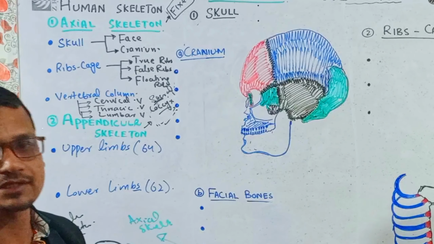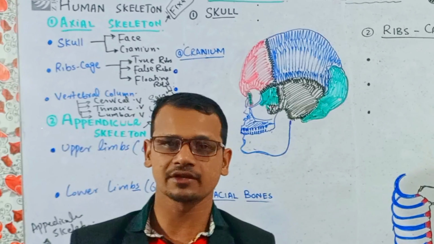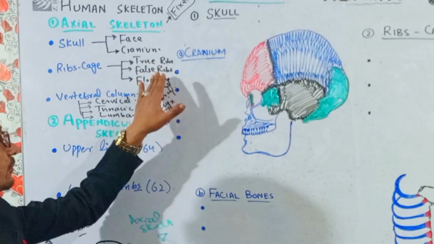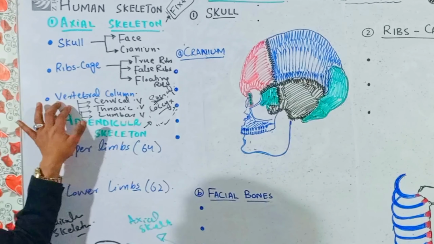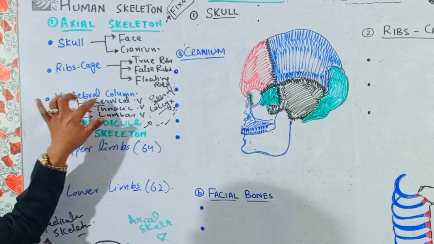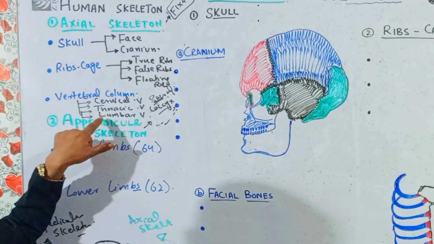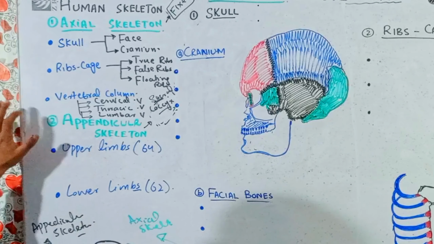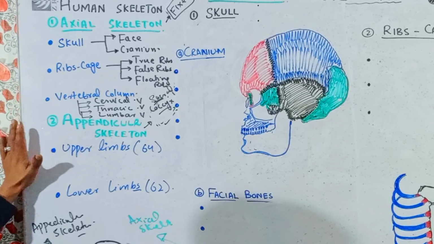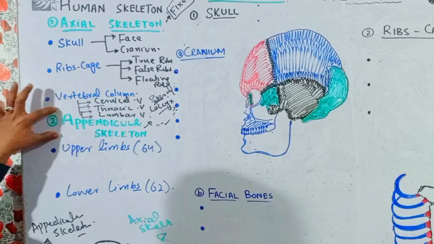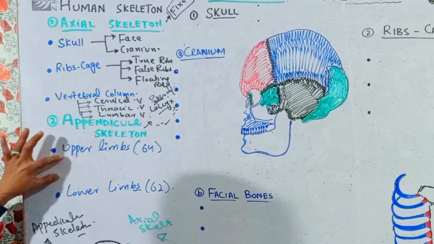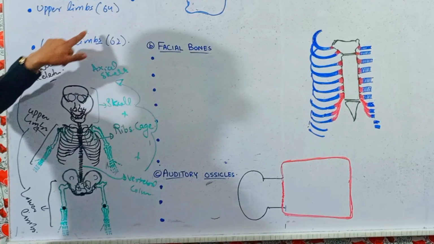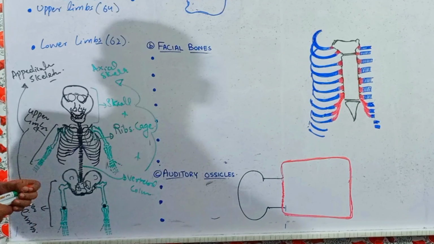After some time, we will discuss what the true ribs, false ribs, and floating ribs are, and why they are called true, false, and floating ribs. The vertebral column is further divided into five regions: the cervical, thoracic, lumbar, sacral and coccygeal vertebrae. In the next lecture, we will discuss the appendicular skeleton, which is composed of the upper limbs and lower limbs. In the upper limbs we will discuss 64 bones, and in the lower limbs there are 62.